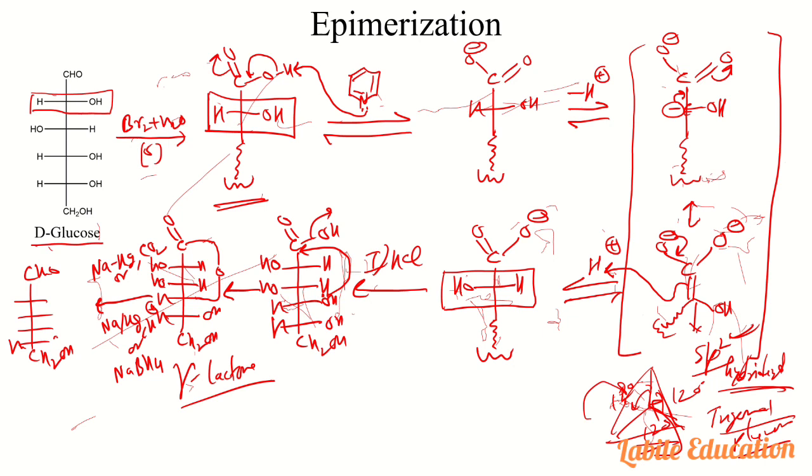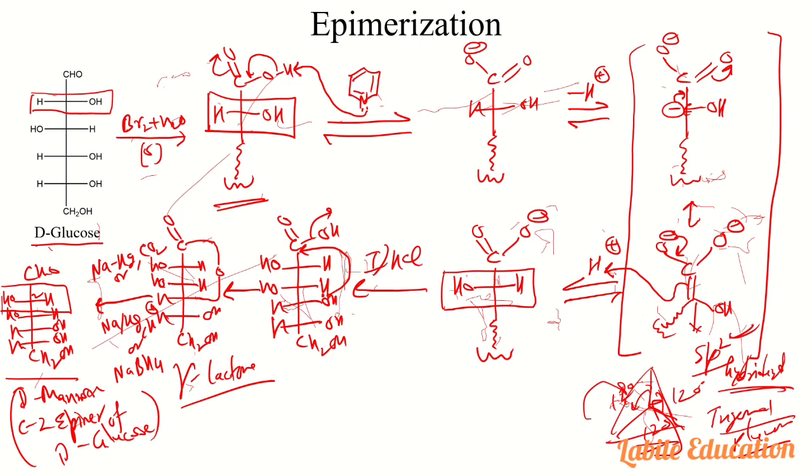1 2 3 4 CH2OH HOH HOH. So you can see here the configuration at the C2 position is changed. So this is D-mannose and this is the C2 epimer of D-glucose. So here this was D-glucose.